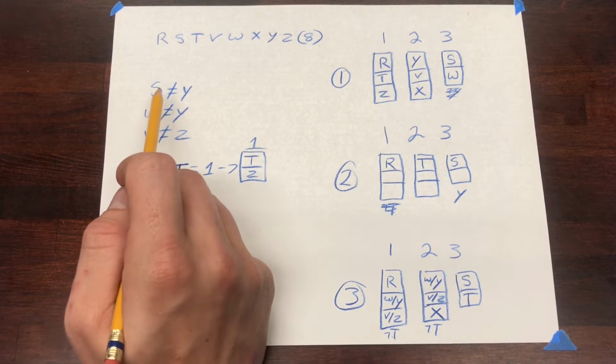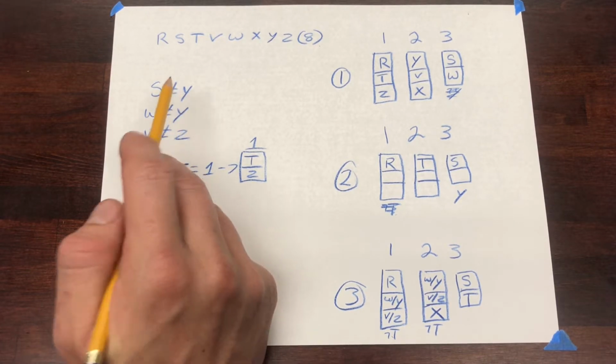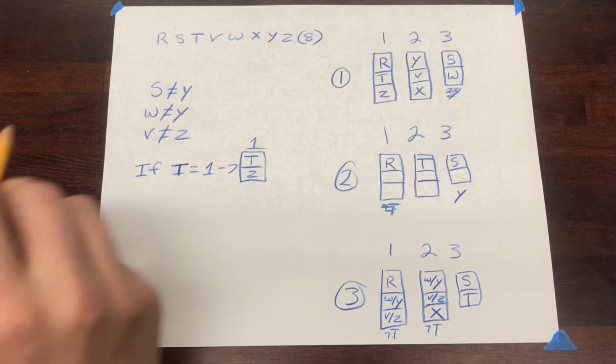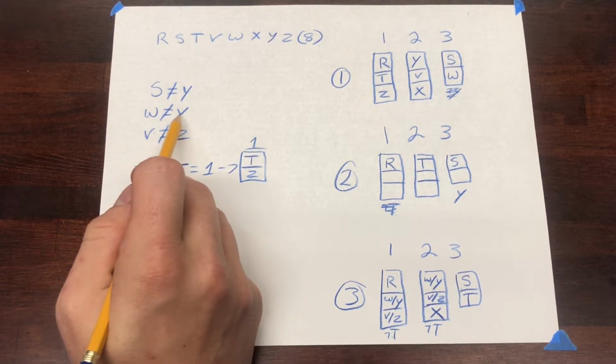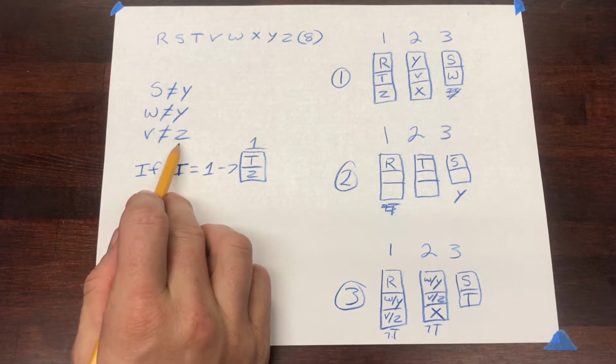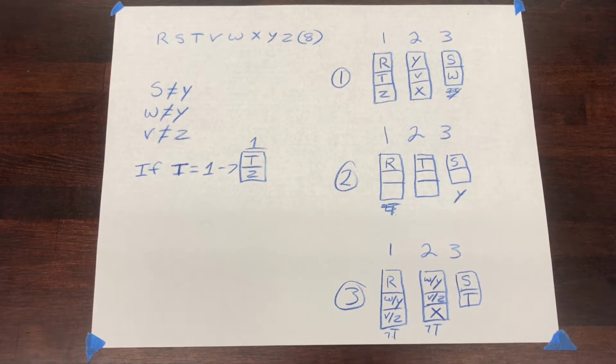So the first thing that we're going to do is look for S and Y together. We can see that B has S and Y together in column 2, so B is going to be eliminated. We're looking for Y and W together. We can see that answer E has Y and W together, and answer E is going to be eliminated. We're looking for V and Z together. Now we can see in answer C, column 2, that V and Z are together.